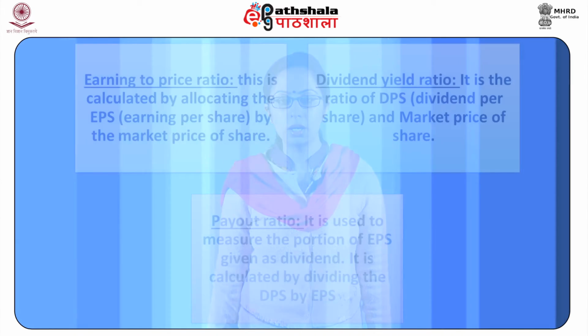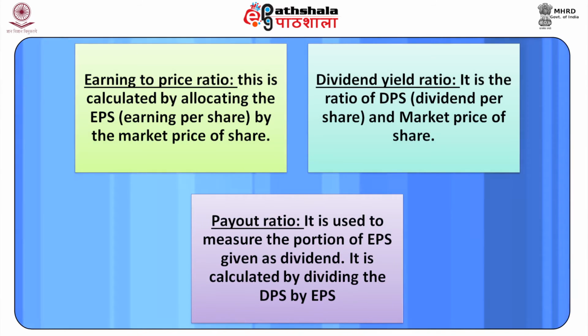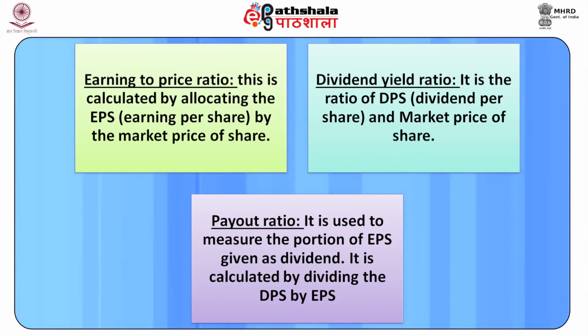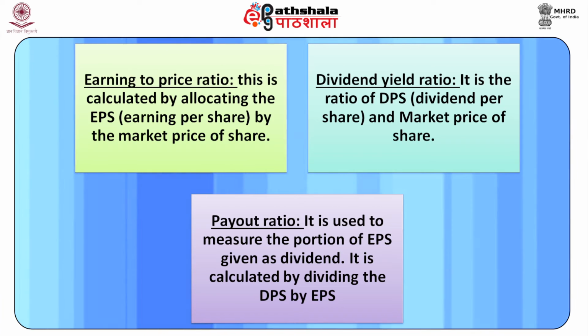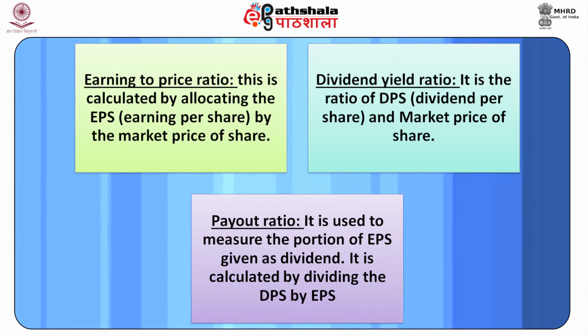These are earnings to price ratio. This is calculated by dividing the EPS, earnings per share, by the market price of share.